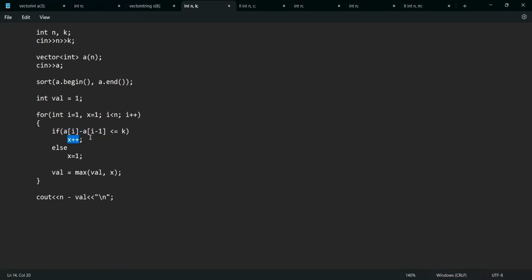Otherwise, if this is not true, this means the difficulty difference is more than k, so I'll make my x equal to 1. That means only this ith index problem can be selected and none of the previous problems can be selected. Val is finally the maximum of val or x. That means the maximum number of problems that can be selected is updated in val. Finally, since I have to output the minimum number of problems that need to be removed, I'm printing n minus val. So is it clear?